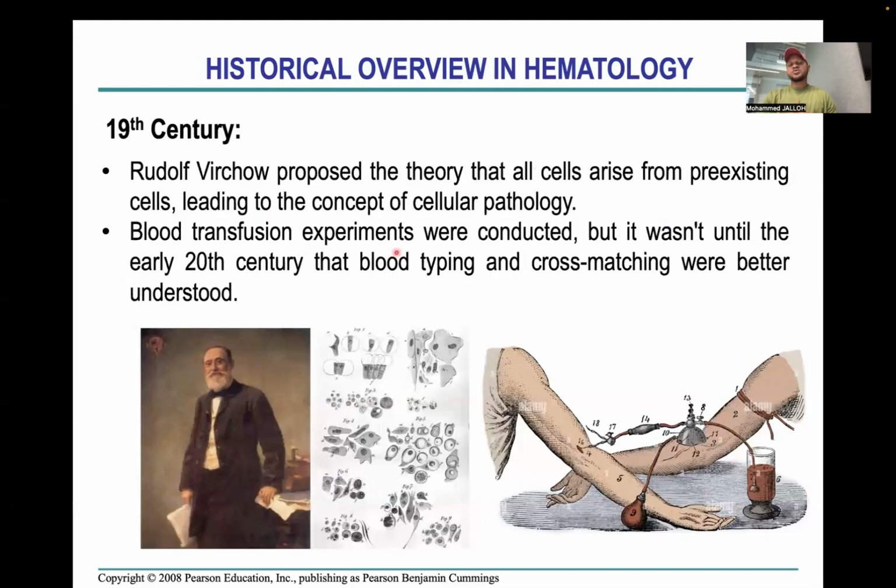Now, blood transfusion experiments were conducted, but it wasn't until the early 20th century that blood typing and cross-matching were better understood. Before, people used to do transfusion this way: you have one person connected here, they collect the blood from this person and then connect it to the other person. But it was in the 20th century that scientists realized we cannot just take one person's blood and give it to another person. We need to understand if these people have the same blood type. It was just a recent thing. I think you and I were already alive then, right?